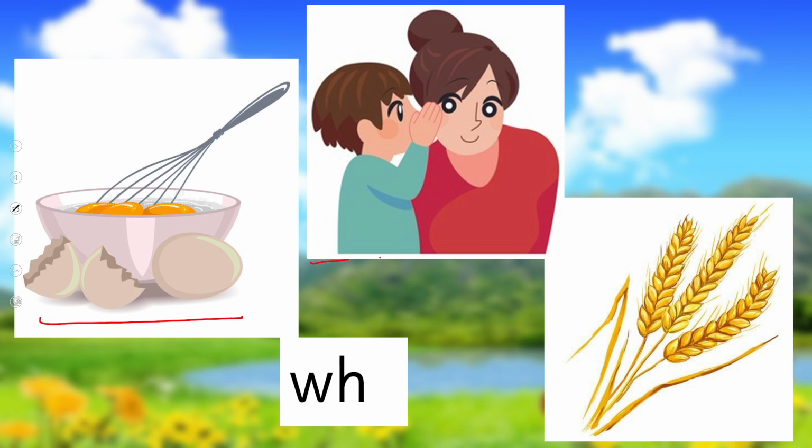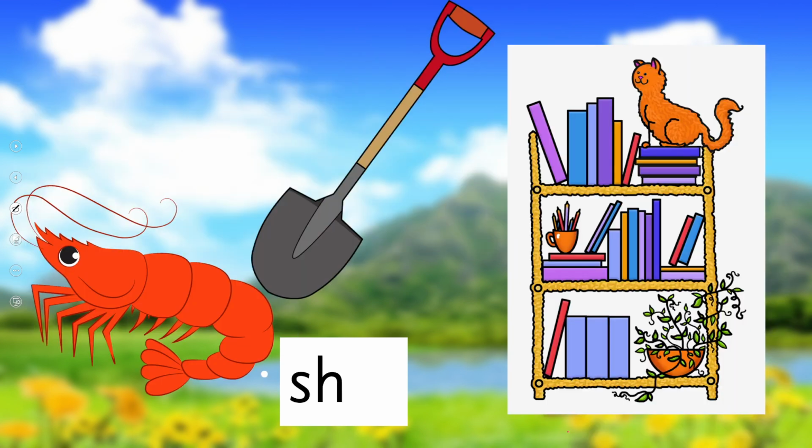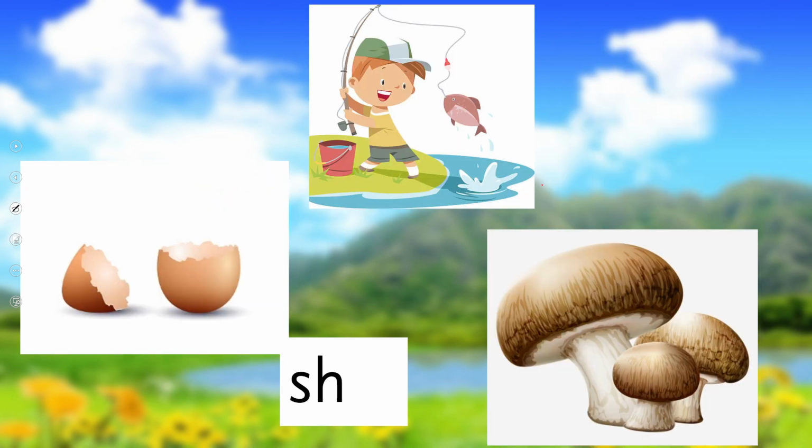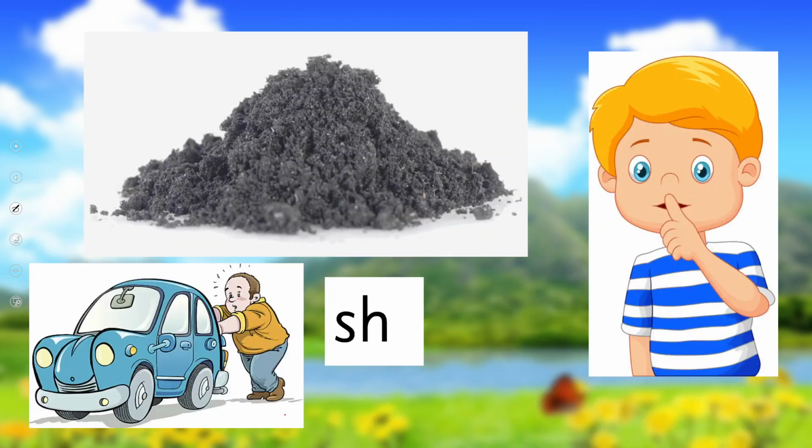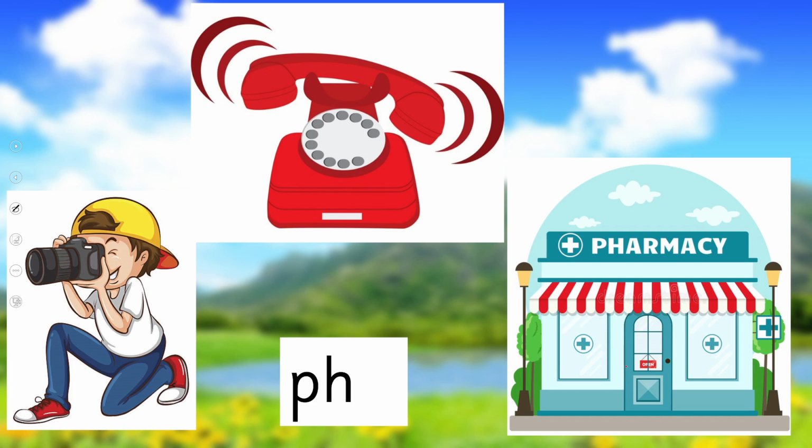Whisk, whisper, wheat, shrimp, shovel, shelf, and shell, fish, mushroom. Now you see beta, all these words are containing this digraph. This is how we find digraphs in different words. Ash, push, and what is this? Shh. We say it? Okay, so this is a digraph.